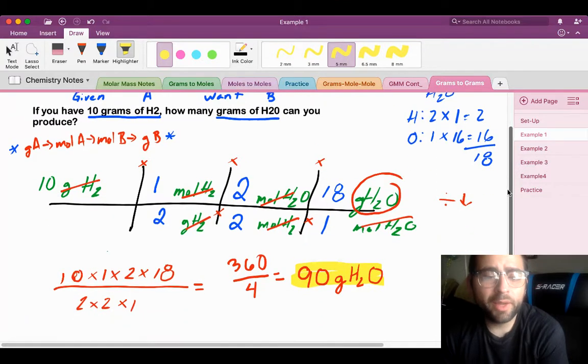So hopefully it's not that bad. So we're going to be doing a few more examples, but it should be doable. The hardest part, like I said, is just the setup. Once you get the setup done, the rest is just basic math.